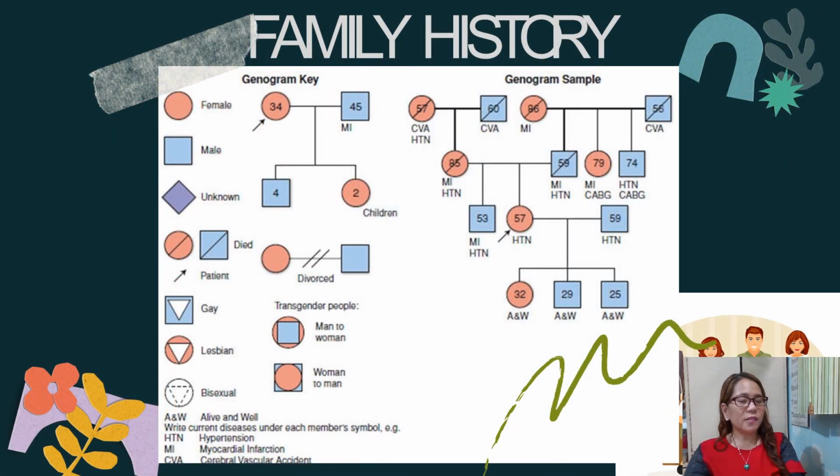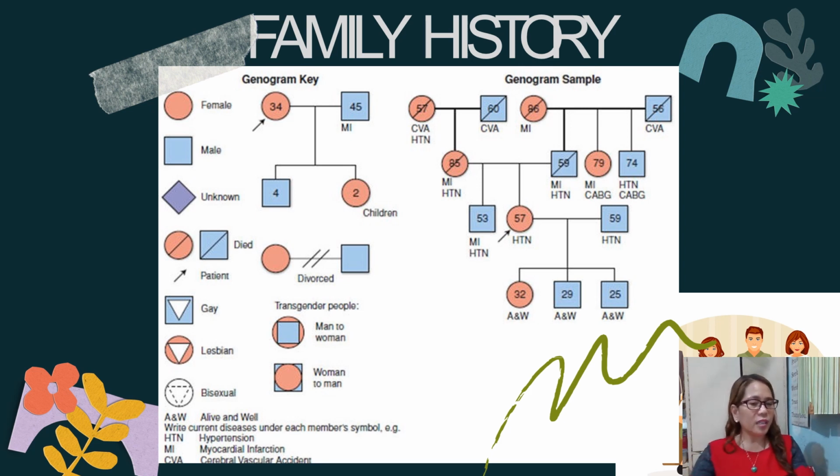So this is an example of a genogram. It's easier to use when you do your family history, because it's easier to identify or trace the possible risk problems that can develop in the patient. These are the genogram keys: the circle represents the female, the square represents the male, and the diamond shape is unknown.